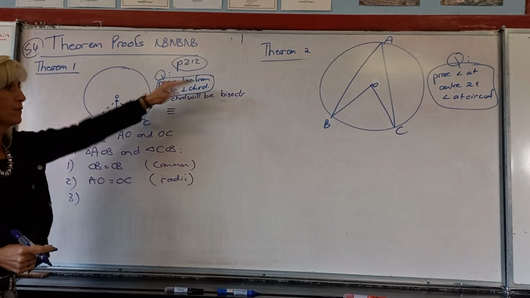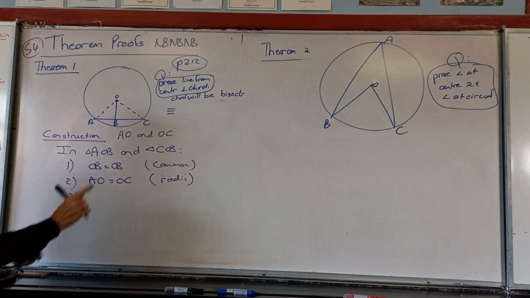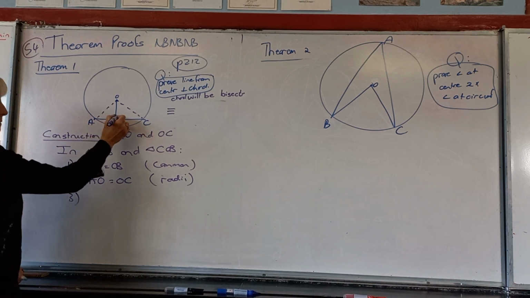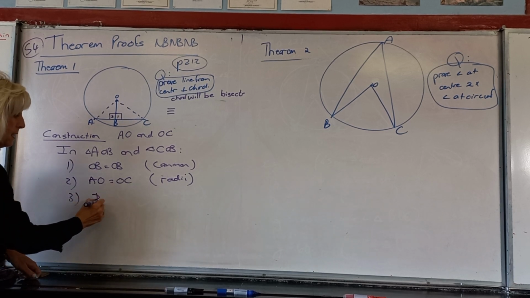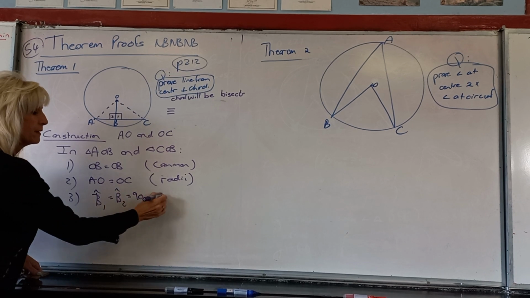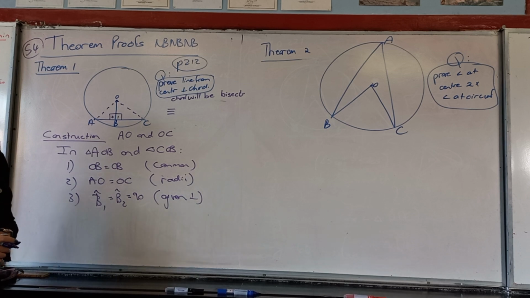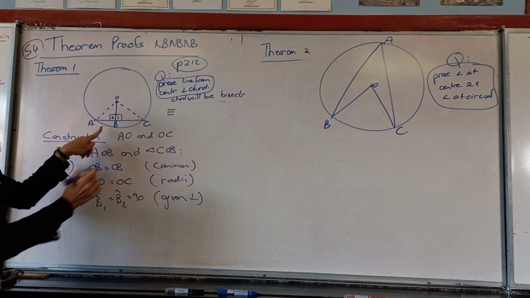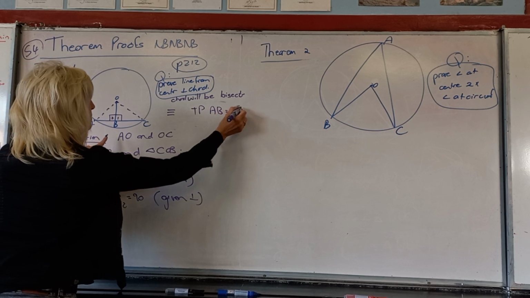If they give you that it's perpendicular, you want to prove that it's bisected. So you know then, like I said, that it's been given that it's 90. So that would be your last thing: that B1 and B2 are both 90 because it's been given perpendicular. What are you trying to prove? That it will bisect. So you're trying to prove that AB is equal to BC.